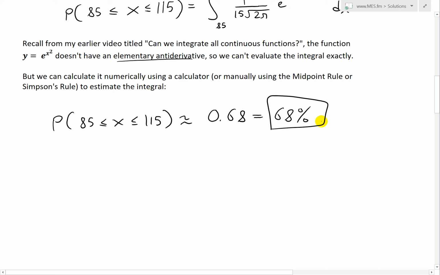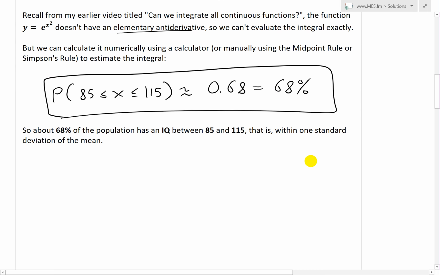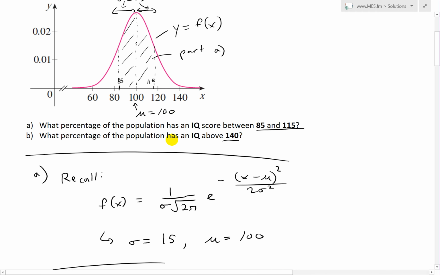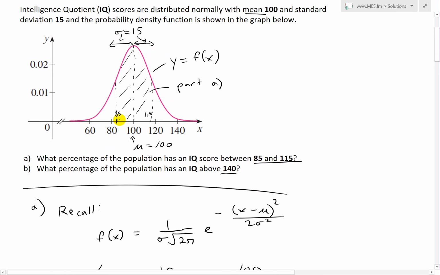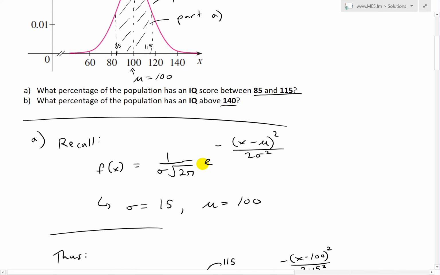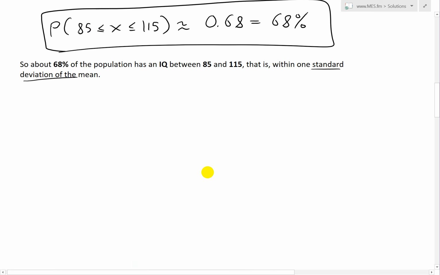So that is our answer. I'll just circle this whole thing. So basically about 68% of the population has an IQ between 85 and 115. That is within one standard deviation of the mean. Again, part A is specifically to see what percentage of the population is within one standard deviation. The standard deviation is 15, so 85 to 115, and about 68% of people would fall between 85 and 115 in IQ scores.